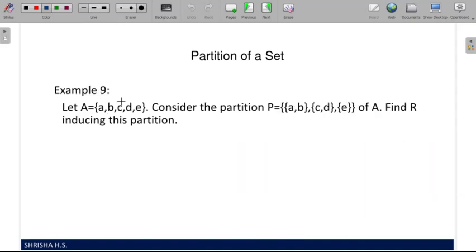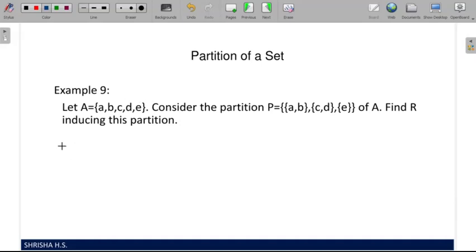So let A equal to {a, b, c, d, e}. Consider the partition. We have to find the relation now. Observe in the previous example that if a, b, c, d, e, for example, we have three partitions, inter-partition combination of elements is not there. Only intra-partition combinations of the elements will form the relation, and inter-partition combinations like bc, ad are not there. You can observe in the previous example.